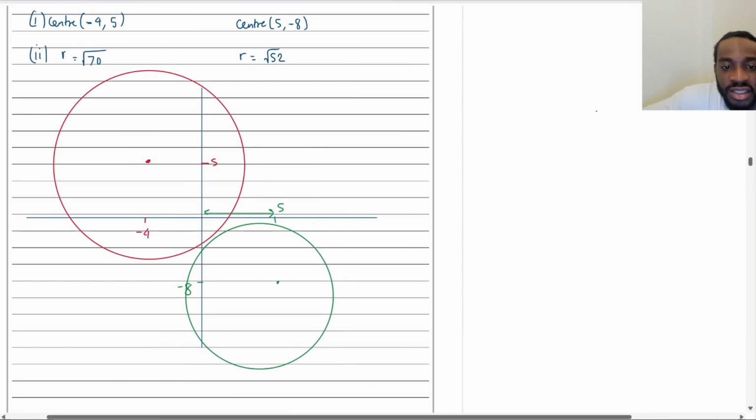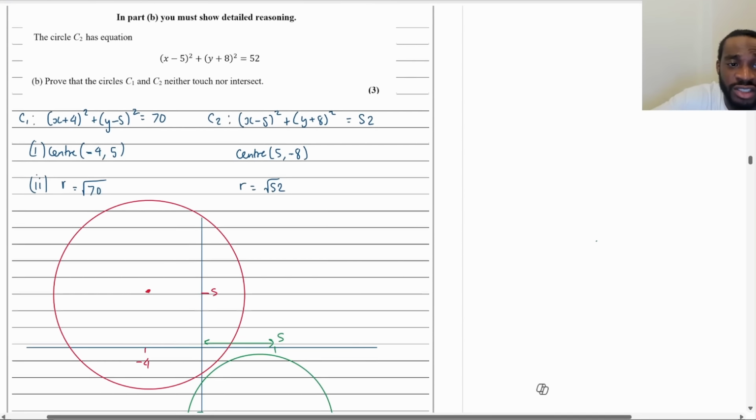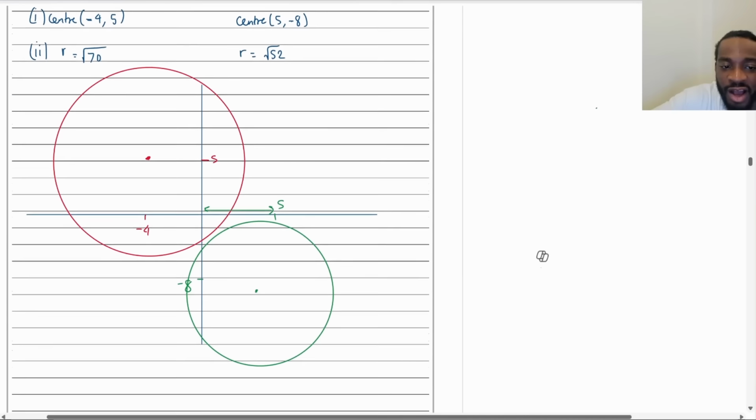But the question is, move that center there. Again, it's a sketch, it doesn't actually matter. Question is, we know that this is how it looks, but does it touch, right? How can we show, or how can we prove it? Well, the question says, we know it doesn't, to be fair, right? Because it says prove that neither touches nor intersects. But how can we prove that?